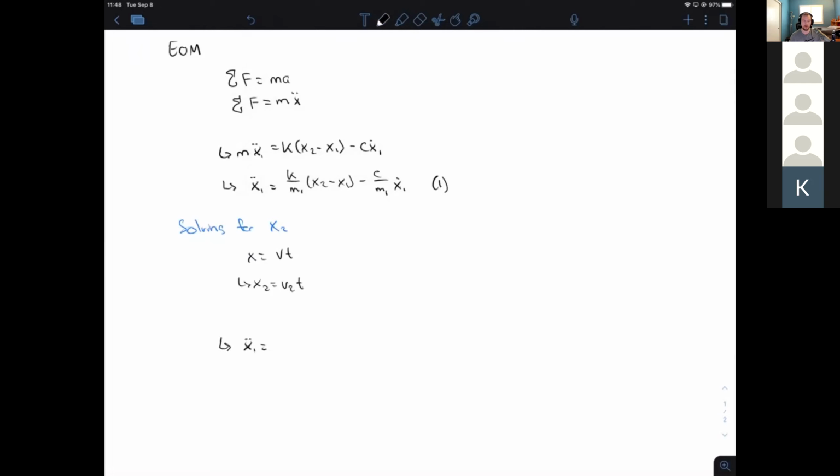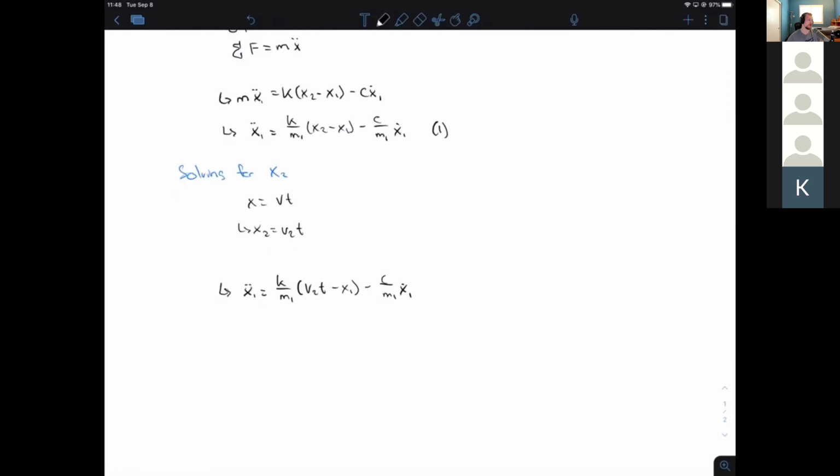So x1 double dot equals k divided by m1. Then we're going to plug in for x2 now, so v2 times t, and minus x1, minus c. Oops, I keep putting a dot above the m, like a mass flow rate. So c divided by m1 times x dot 1.